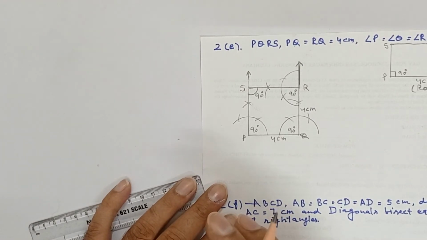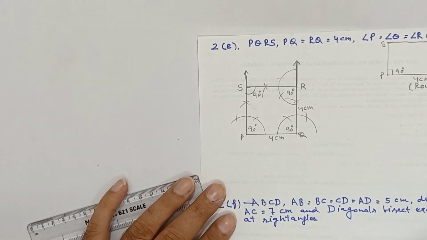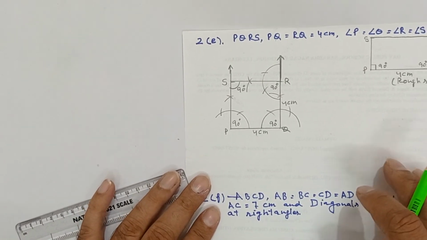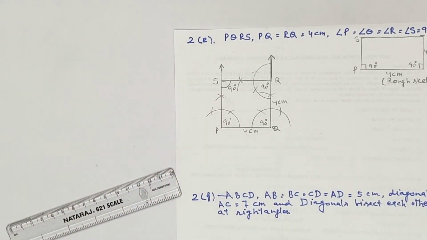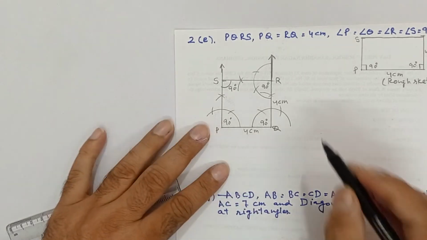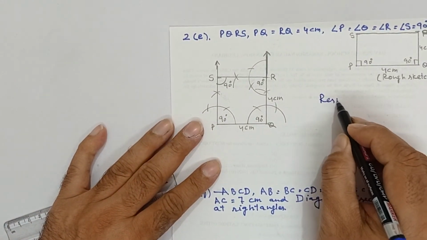What further has he told? What type of quadrilateral is this? You know, the quadrilateral in which each angle is 90 degrees and all the sides are equal. That is called what? A square. So here I am writing the result.